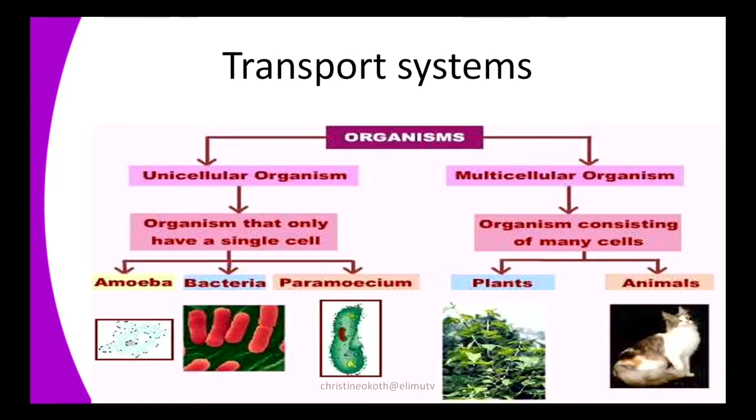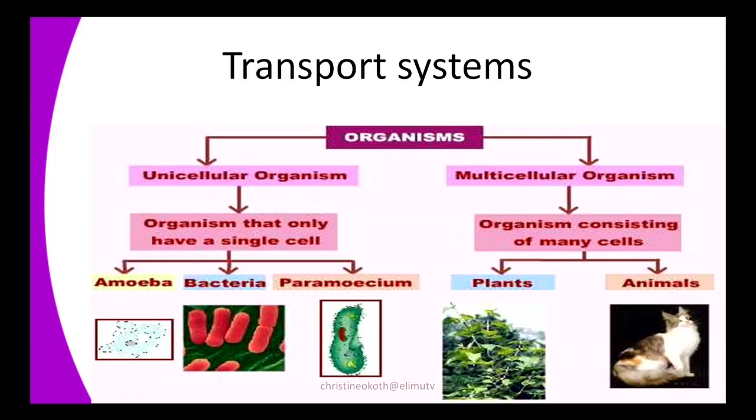So when you're still looking at the transport system, there are different forms of which these materials are being transported regarding the different types of organism. We have two types of organism. We have the unicellular organism and the multicellular organism. Looking at the word uni means one. So unicellular organisms, these are organisms that only have a single cell. For example, we have the amoeba, we have the bacteria, and the paramecium.